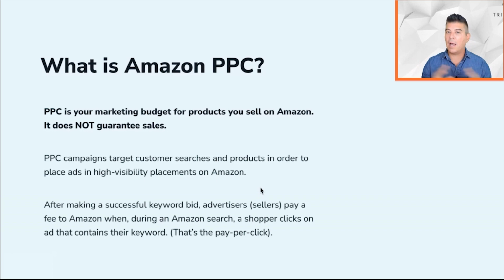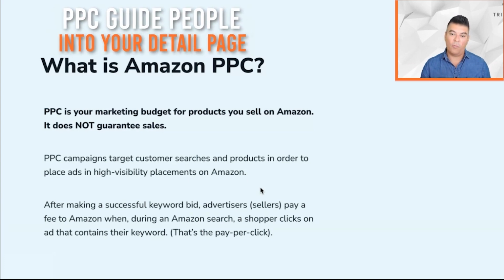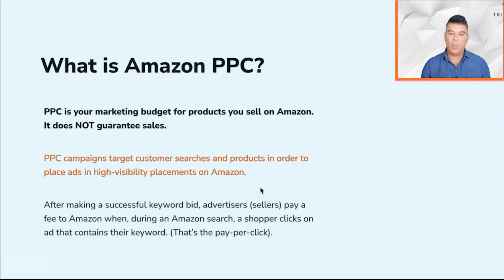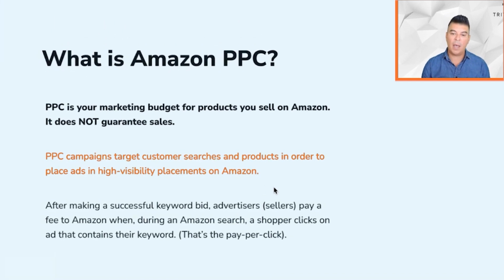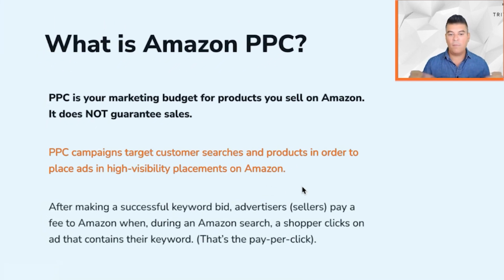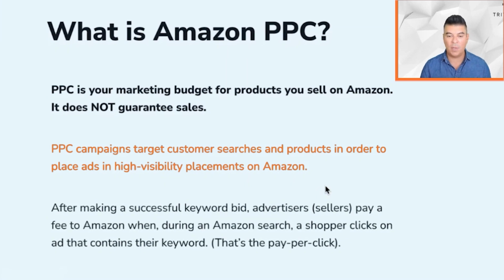So this is just a line item, really, your marketing budget for your product. And instead of streets in a brick and mortar store, that's your product detail page. And the Amazon PPC is there to help guide people from the street into your particular store, which is your detail page. So PPC campaigns target customer searches and products in order to place ads in very high visibility placements on Amazon, which we'll look at.